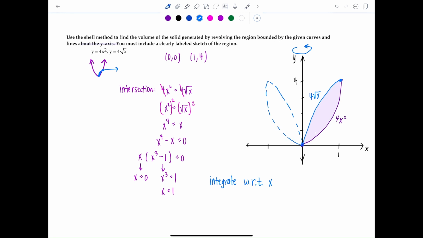Yes? Something like this. I don't shade the reflected part as thoroughly as the original because it helps me remind myself this is what I'm going to use to determine the radius, the height, as well as the limits of integration. Don't shade in the reflected part too much so that you forget which one the original one was.